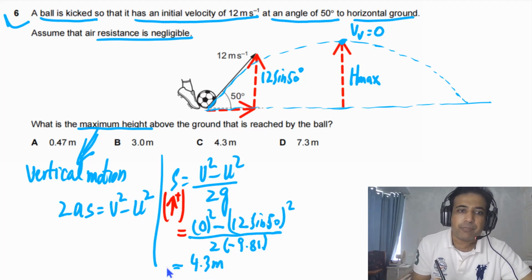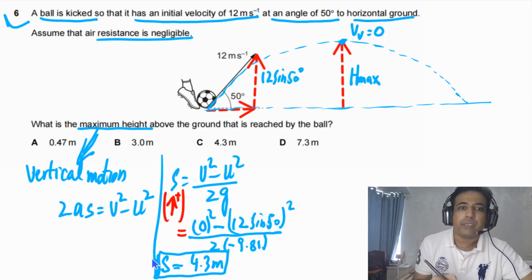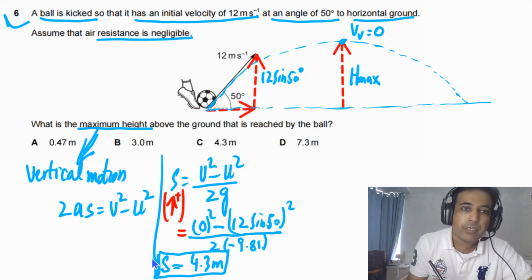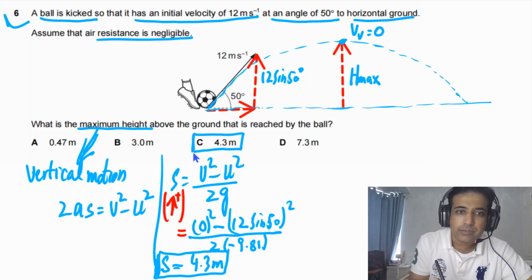in this case our final answer should be equal to 4.3 meters, then this answer will be positive. So this is how we can answer this question, a typical question about projectile motion. So the answer for this question is C.